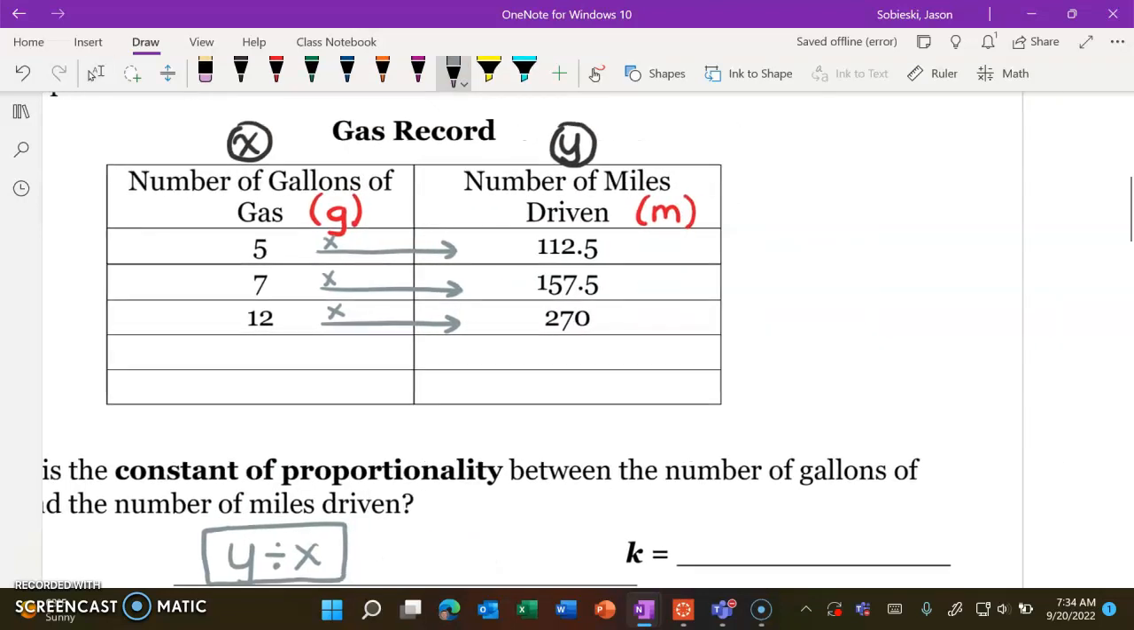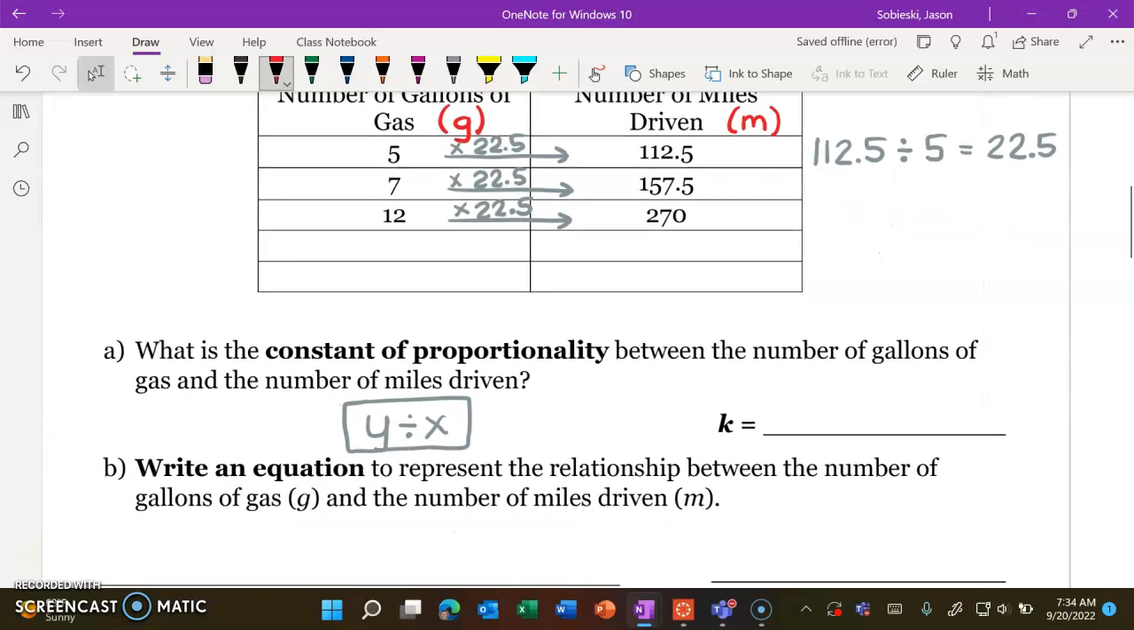I'll write it out for just one of the rows. For the first row we're going to take our y number, which was 112.5, and divide by the x number, which was 5 gallons. And you'll see that that results in 22.5, which is our multiplier. So I can put that over with the arrow. And again, you can double check, but all three of these should become 22.5. So to answer part A, k equals 22.5. That is our constant of proportionality.